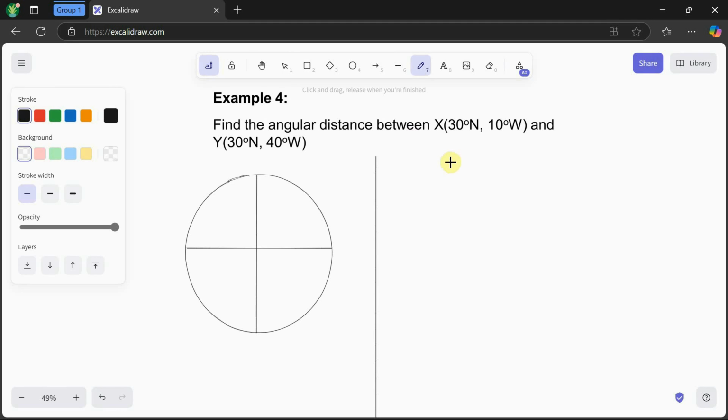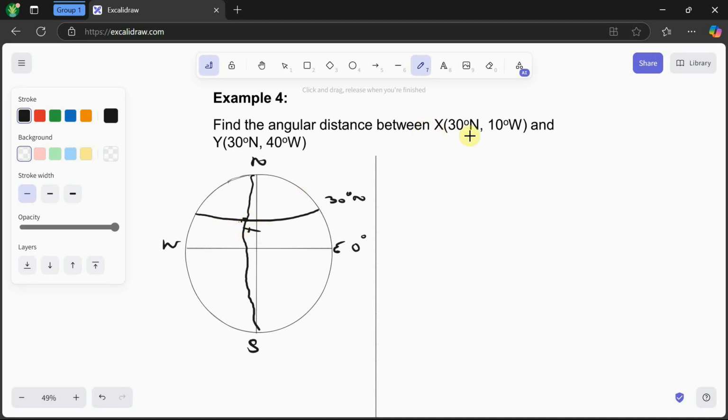So now we're told that X is at 30 degrees north. So these are north, these are south, these are west, these are east, and this also is the equator, which is like 0 degrees, right? So 30 degrees north will be somewhere, let's say somewhere here. So this is 30 degrees north. And 10 degrees east, this is 0 to 180, so 10 degrees will be very small, but I'll just make it wide just for record purposes. So these are points X.